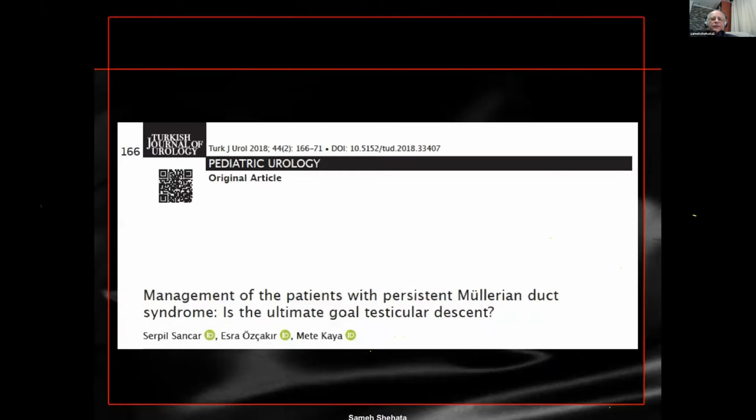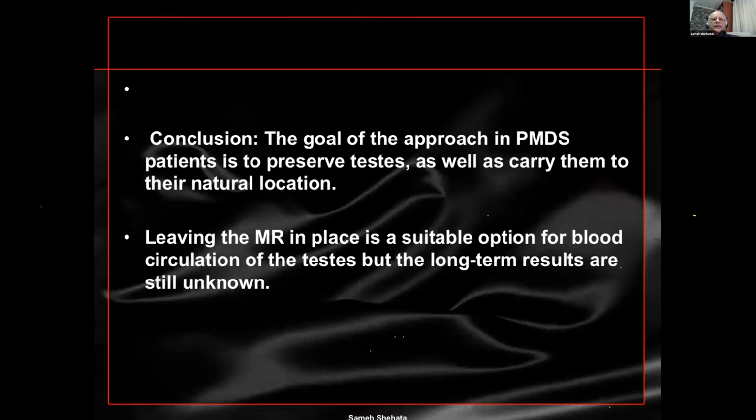Well, in this publication, management of patients with persistent Mullerian duct syndrome and undescended testis, the conclusion was that the goal of approach in persistent Mullerian duct syndrome is to preserve the testis and put them in the normal location, and leaving the Mullerian remnant is a suitable option for two reasons. Number one, the incidence of malignancy is almost unknown in this retained Mullerian structure. And again, removing the Mullerian structures will jeopardize the testicular vascularity. It's very difficult because the vas deferens is very close to the Mullerian structure. So if you try to remove it, you jeopardize the vascularity of the testis. So maybe you split it in the middle to be able to bring both testes down.